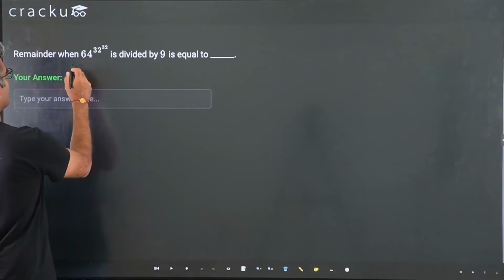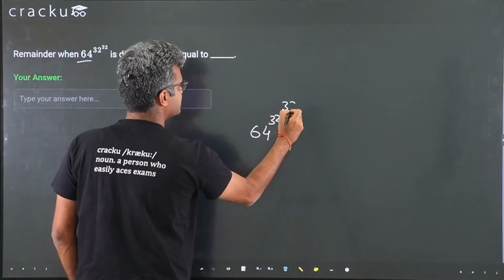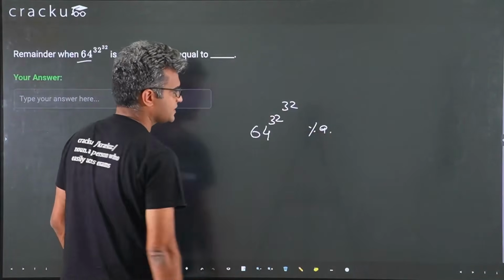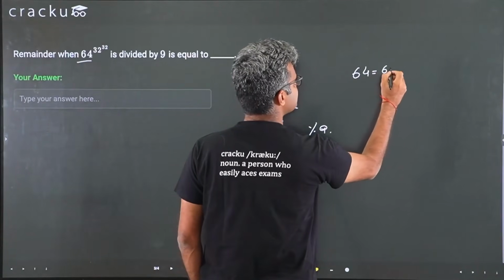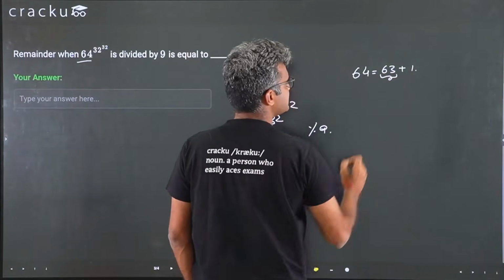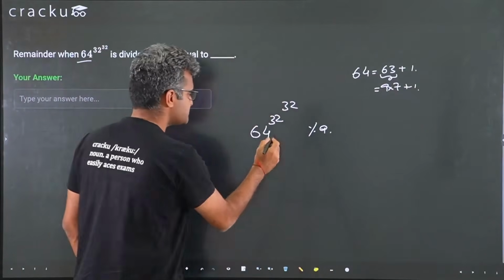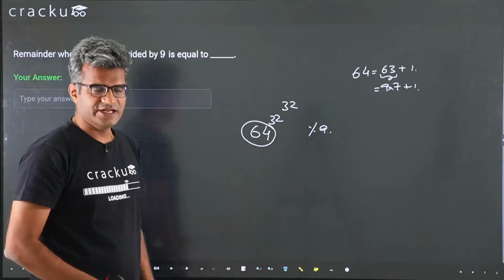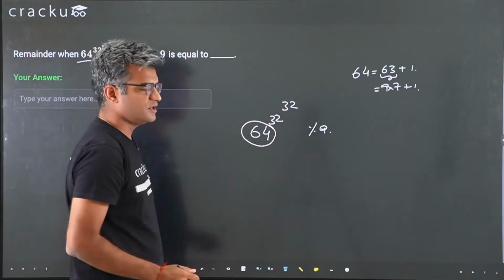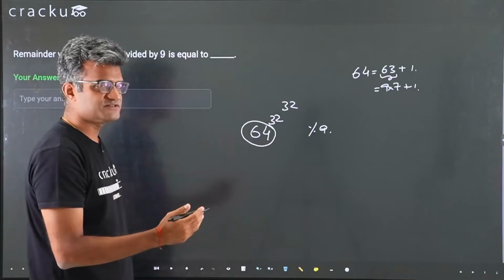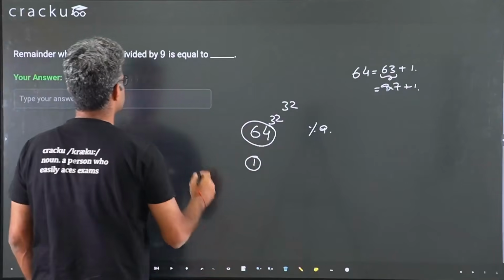In this question, we are required to calculate the remainder when 64 to the power 32 to the power 32 is divided by 9. One thing you will immediately notice is that 64 is equal to 63 plus 1. 63 is a multiple of 9. This is 9 into 7 plus 1. So 64 itself when divided by 9 leaves a remainder of 1. So any power of 64, whether it is 32 to the power 32 or just 32 or 100, will leave a remainder of 1 when divided by 9. Therefore, the answer for this question is 1.